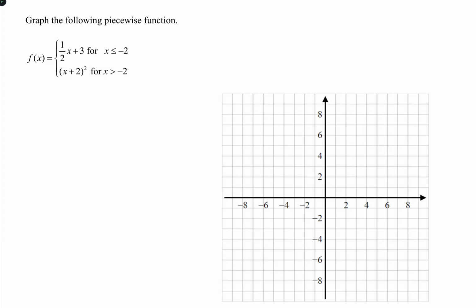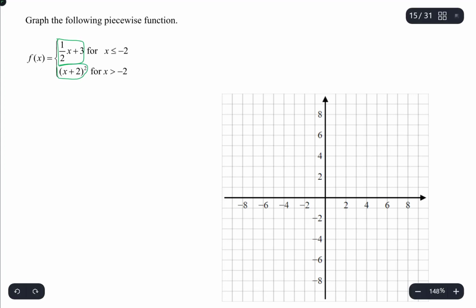Graph the following piecewise function. F of x equals 1/2 x plus 3 for x is less than or equal to -2, and (x plus 2) quantity squared for x is greater than -2. Okay, so if you can graph each of these functions separately, you can do this as a piecewise function. It's actually just as easy to use the piecewise elements to this as it is to not.